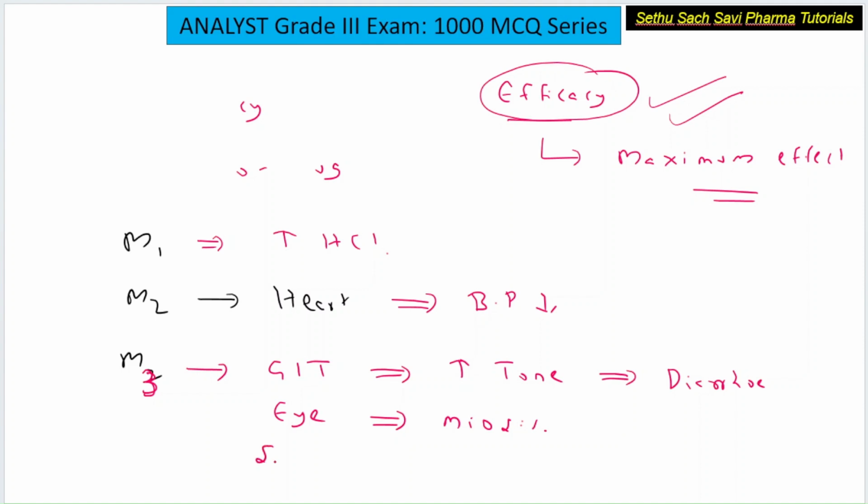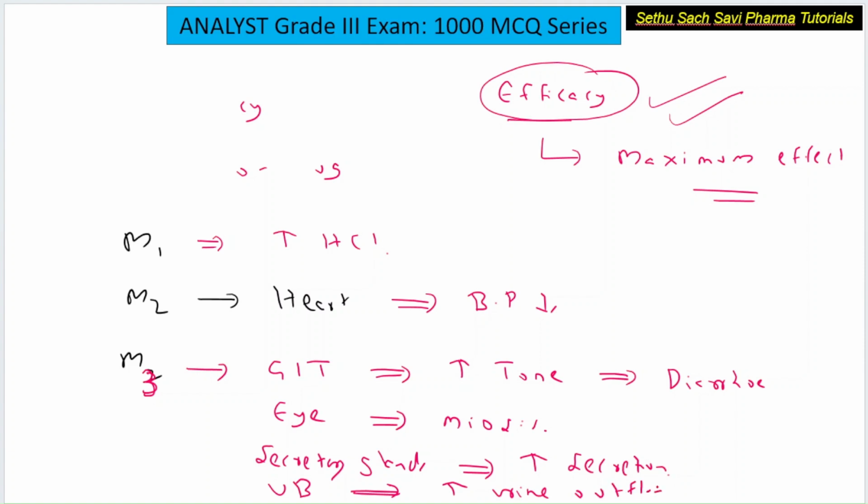M3 is also present in all the secretory glands. What does it do? It will increase the secretion. That means it will stimulate the ear glands, lacrimation would be there, sweating would be there. So all kinds of secretions would be increased. Now M3 is also present in the urinary bladder. What does it do? It increases the urine outflow.